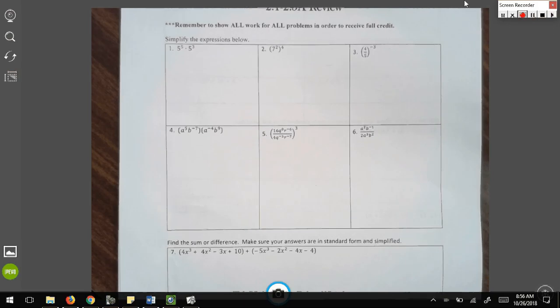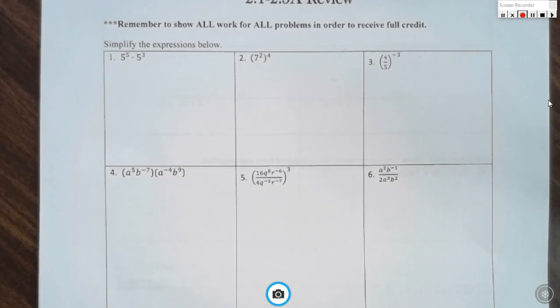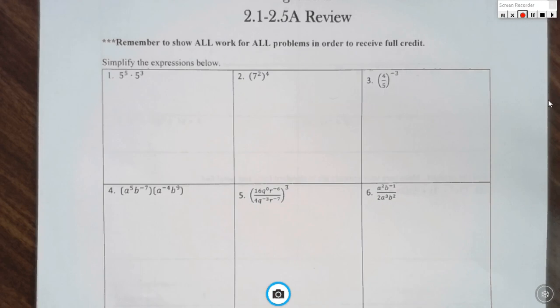Okay, so I want to take a minute and go over with you the study guide for the first half of chapter 2. So let's look at number 1.